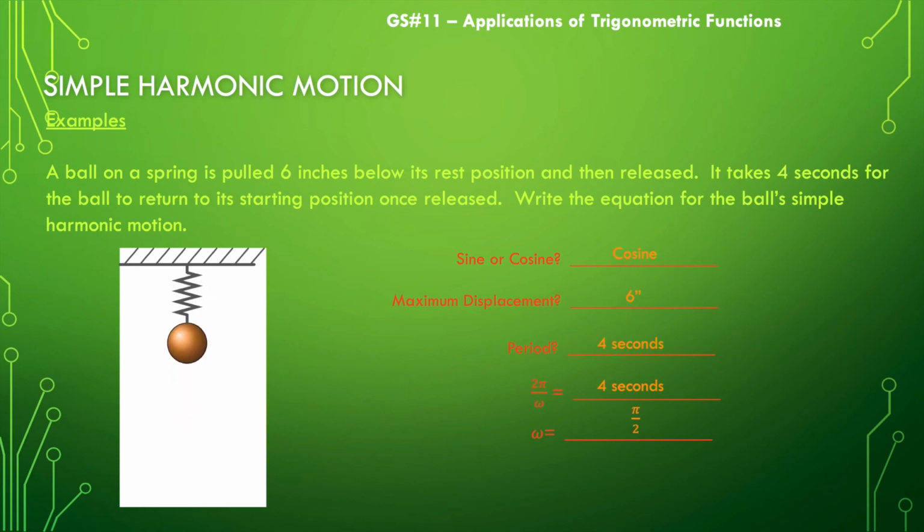All right, and then the last thing, we're just going to put all the pieces together. We already said it's going to be a cosine function, so we're going to use this model, d equals a times the cosine of omega t. And so we can fill in a and fill in omega. Now, notice it's a cosine function, but we're starting at the minimum, and so we're going to say that d is equal to negative 6 cosine of pi over 2 times t. Right, that's pretty good. Not too bad, right?